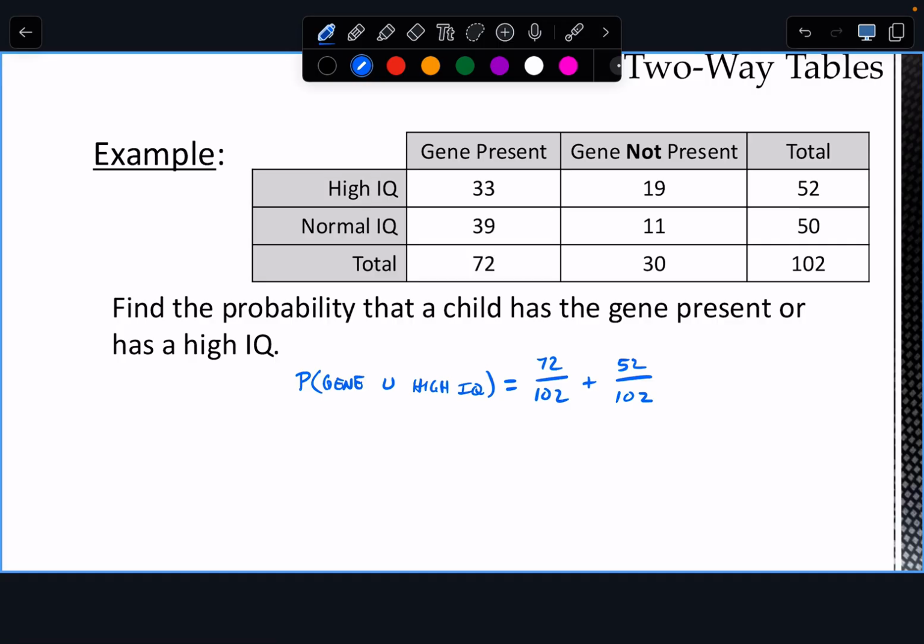But if I try to add these directly, what problem do I run into? Are these disjoint? They are not. There is overlap. I'm double counting some of the kids in the sample here. So if I take the 72 plus the 52, I then need to account for the overlap. So I have to look at the chart. How many kids had both the gene and a high IQ? 33. So I need to subtract out the extra 33 kids that I double counted. And then whatever that comes out to be, we reduce, plug into our calculator, and get the decimal. So however you want to attack that part.